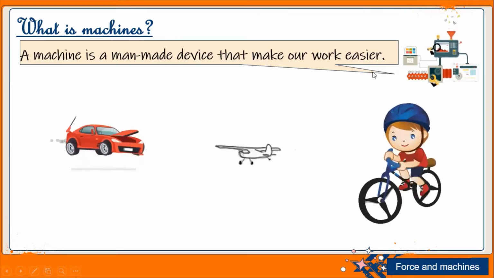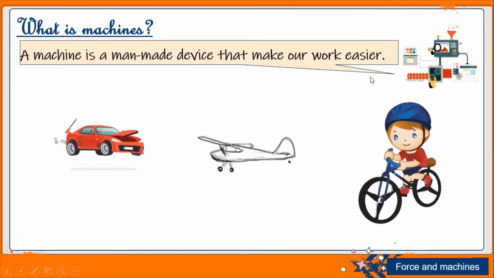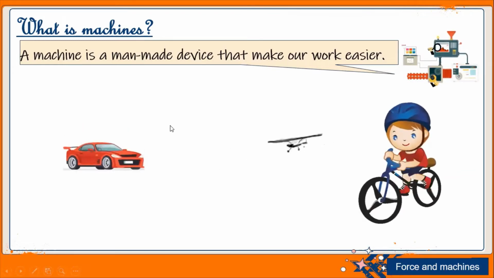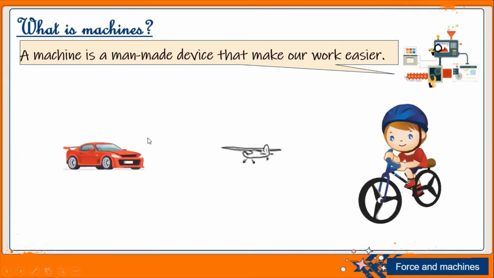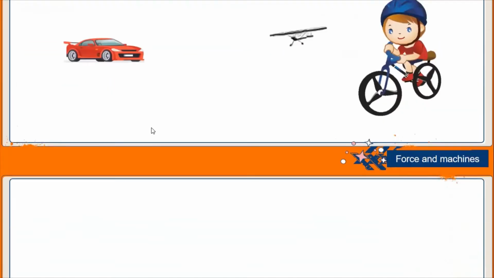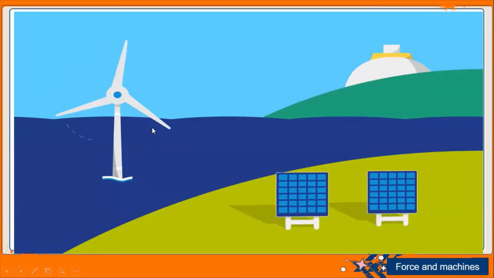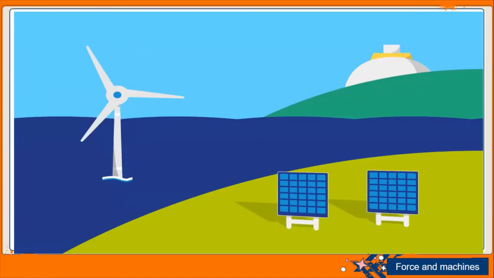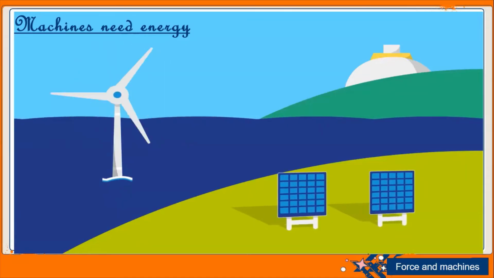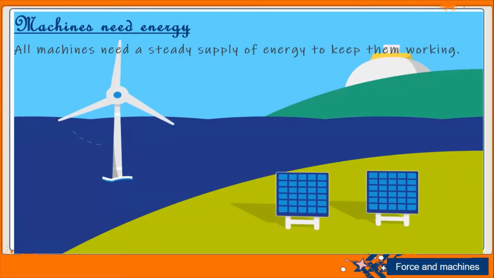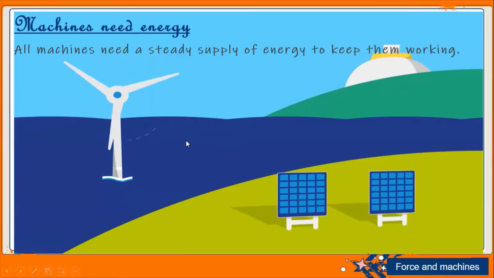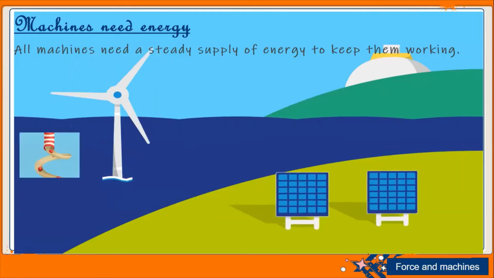A manual sewing machine needs the power of your arm, right? A washing machine uses electricity, a car uses the energy in petrol, and a steam engine uses the power of steam to work. Yes, every machine needs energy to turn the moving parts inside them. Energy enables the machine to do useful work. All machines need a steady supply of energy to keep them working.